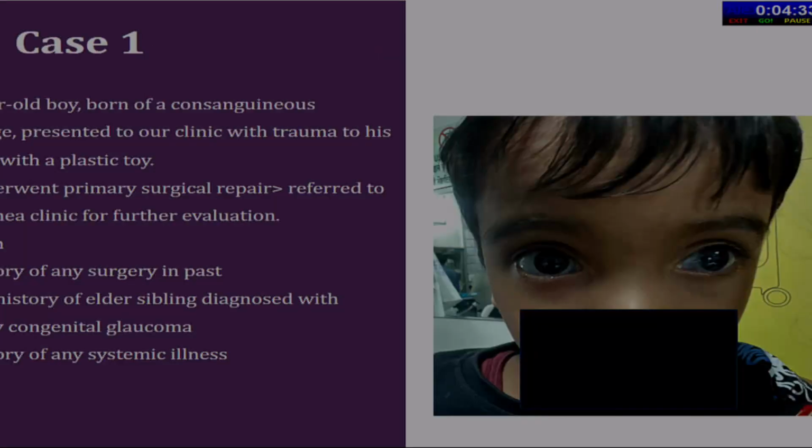PRDM5 mutations. Our first case was a 4-year-old boy who was born out of a consanguineous marriage. He presented to our clinic following trauma to his left eye with a plastic flow. It was a trivial trauma, and he had undergone primary surgical repair. He was otherwise a preterm child with no history of surgery in the past, and his elder sibling was diagnosed with primary congenital glaucoma and was on anti-glaucoma medication since birth.